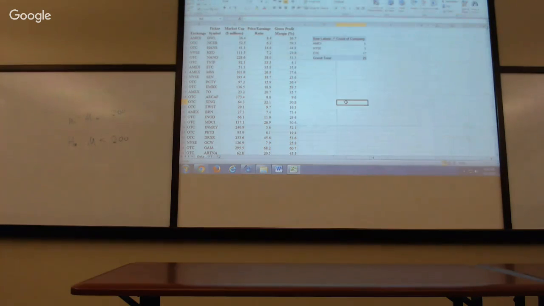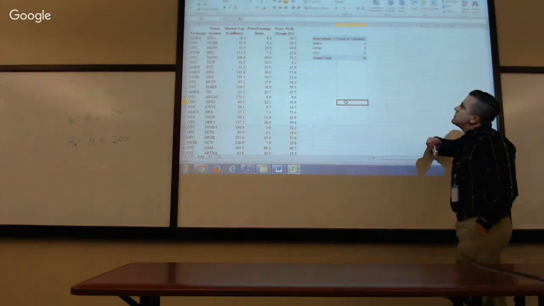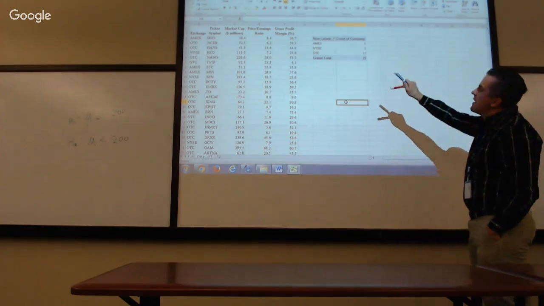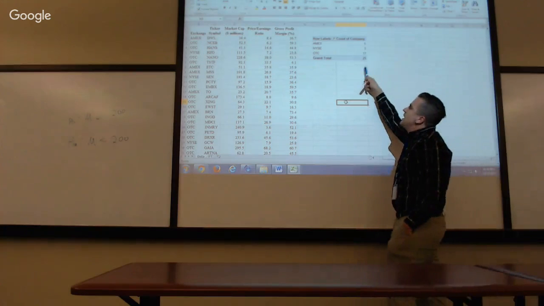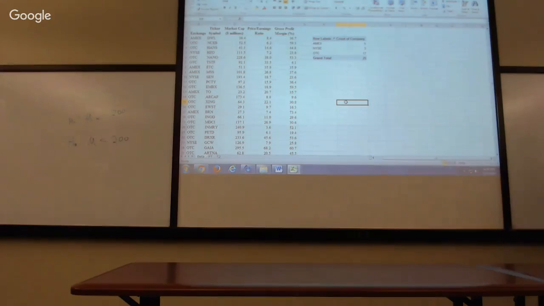So here we have a frequency table. There are 3 different stock exchanges. The first stock exchange has 5 companies on it. The second stock exchange has 3 companies on it. And the last stock exchange has 17 companies on it. So that's just our frequency distribution.